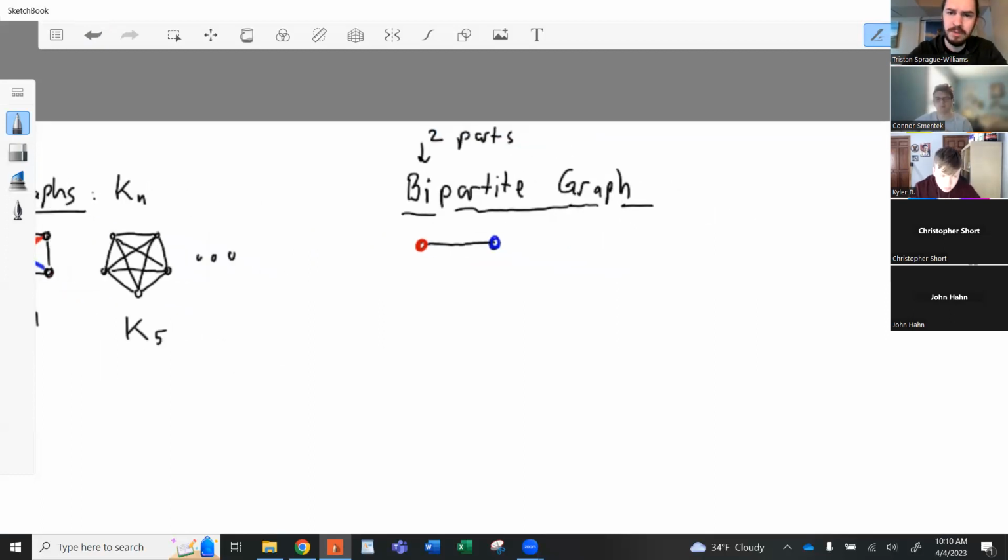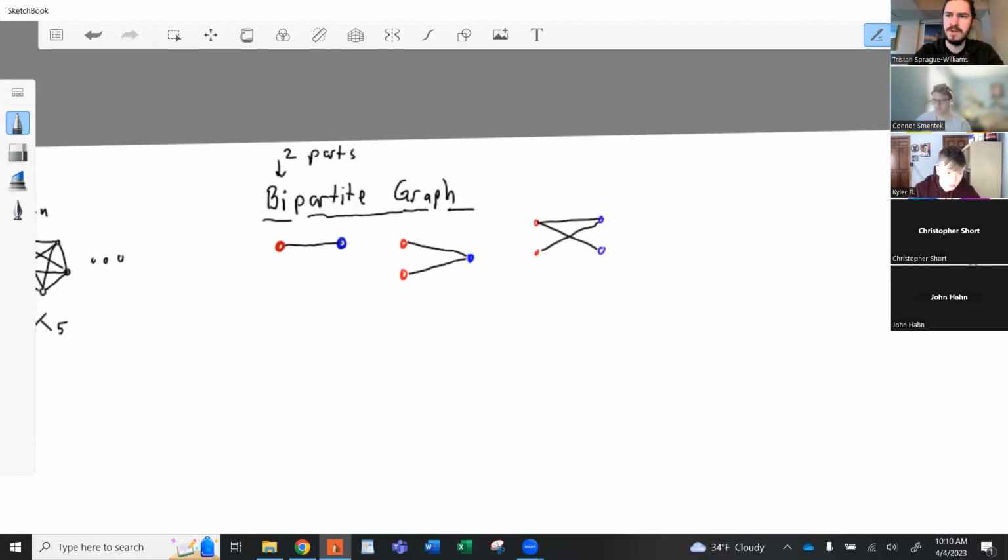So let's do more examples. If you have just 3 vertices like that, then you could have edges like this and like this. That's a bipartite graph. Let's do another one. Let's do 2 and 2. I'm just doing some examples. I'm not going to thoroughly show you all the possible bipartite graphs, but there's an example of a bipartite graph.